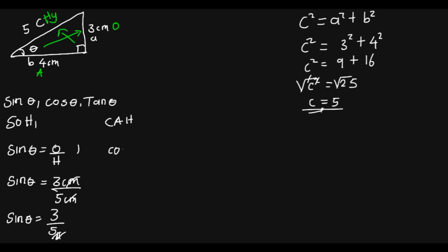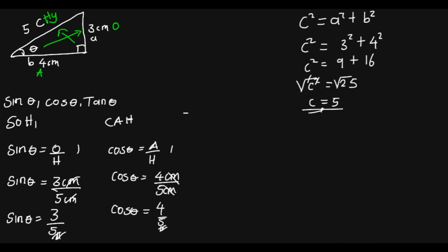So for cos, cos theta equals adjacent divided by hypotenuse. So the adjacent is 4 centimeters divided by the hypotenuse, which is 5 centimeters. So we can cancel this. Our final answer, cos theta, is equal to 4 over 5.